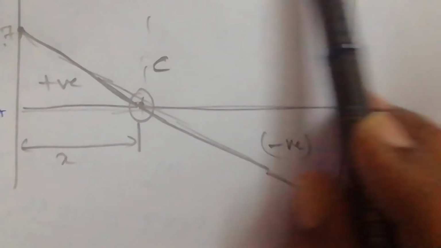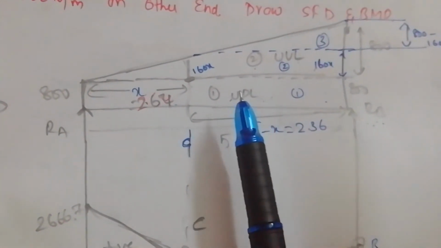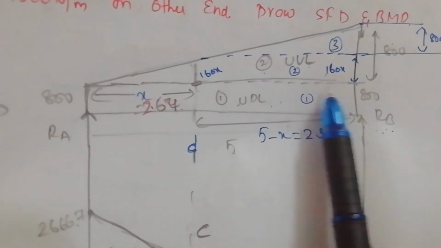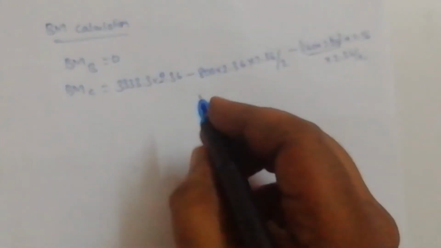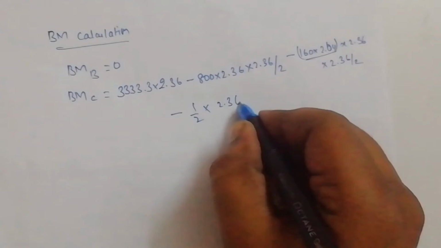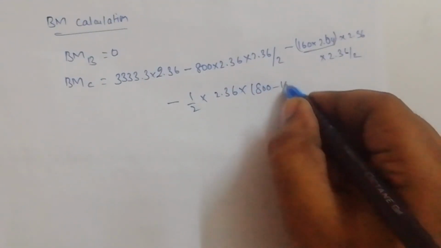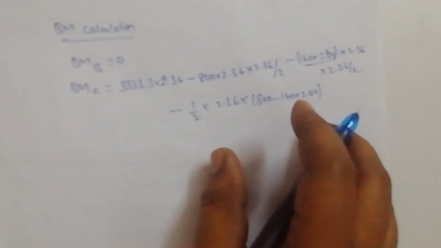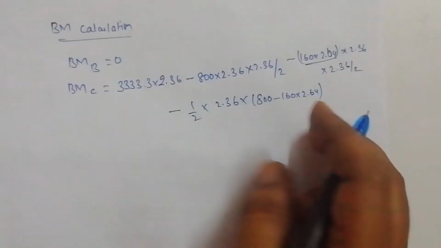Then we have to multiply the distance of B point to C point, the length for which the UDL is present. For which length is the UDL present? UDL is present for a length of 2.36. Then the CG is half of 2.36. Minus, next is area of triangle, half into base 2.36 into height, which is 800 minus 160 into 2.64. Why? You can see we have written it as 800 minus 160 into x. So I have got that.